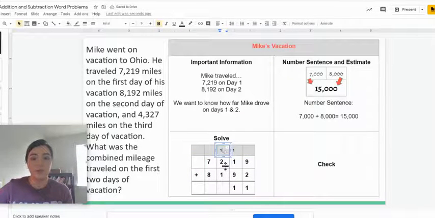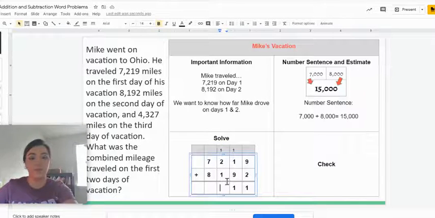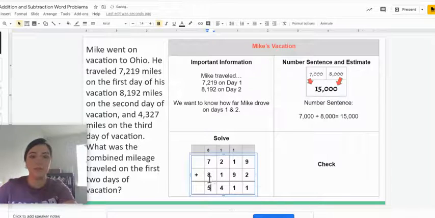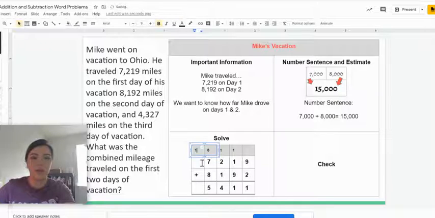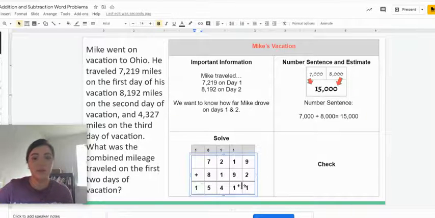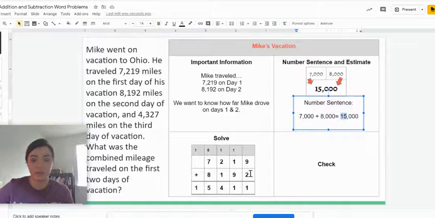Now I have 2 plus 1 plus 1. That gives me 4. Then I have 7 plus, I have nothing to carry over, 0. 7 plus 7 plus 8, that's going to give me 15, but I can't write 15 right here. I need to bring my 1 over again. 1 plus nothing is going to give me 1. So my answer when I solved was 15,411. So that tells me that we were pretty close to our estimate. It even has 15 right there.